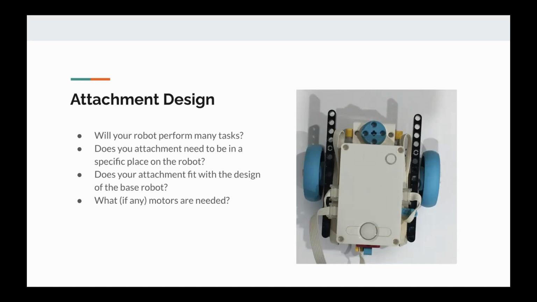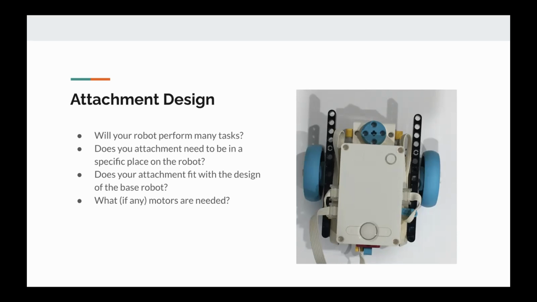Another thing you'd have to consider is, does your attachment fit within the design of the base robot? For example, if your base robot has no space in the front to put something to push a block, then you need to find a way to either modify your robot design to accommodate for that, or design an attachment to attach the back of the robot.